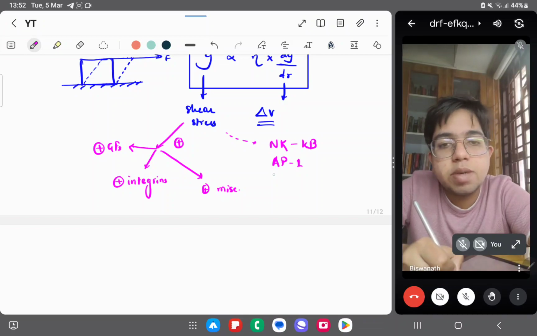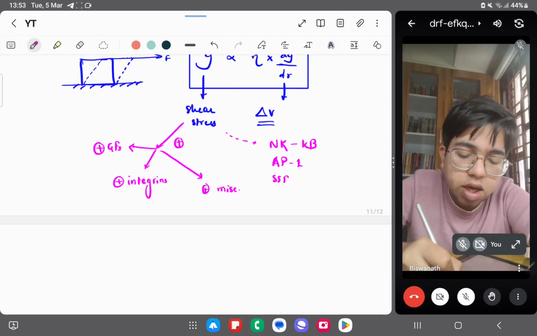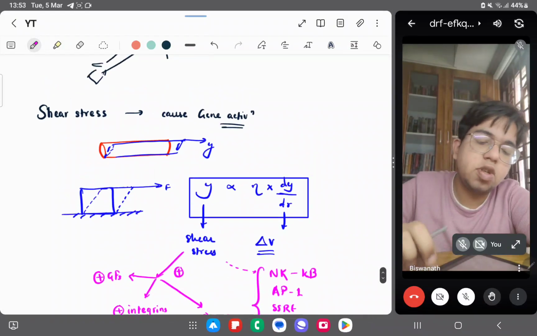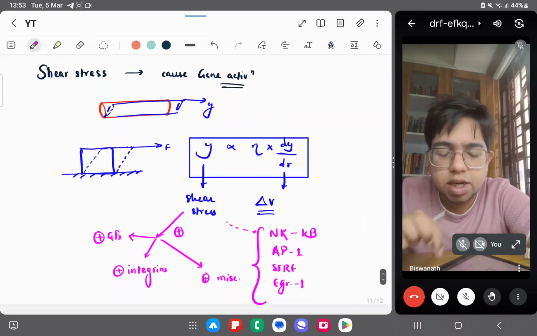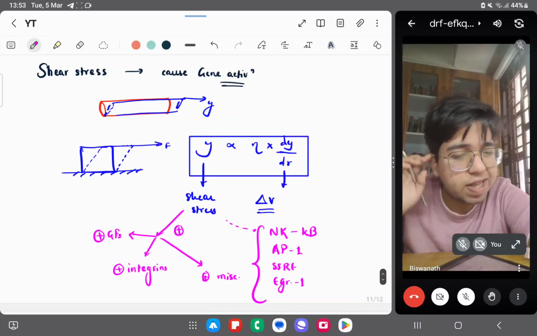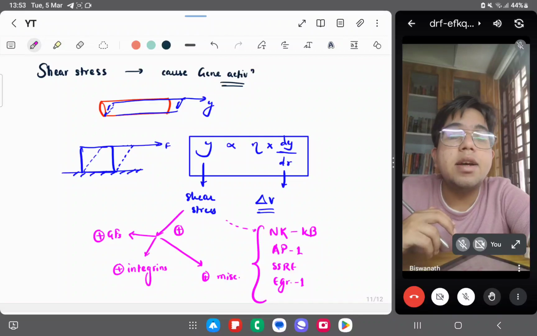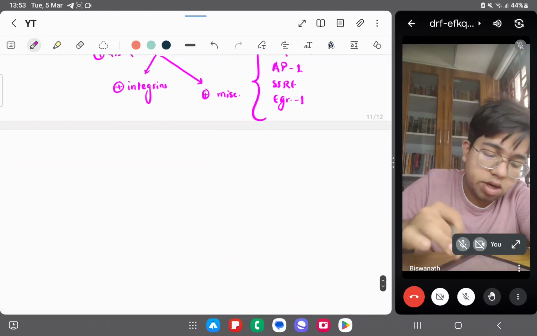This is not much important. SSRE, okay, and EGR1 gene. Many are there. These are some of the genes which are activated by shear stress. So basically, this is one of the concepts which are not much needed, just to know the genes and what is happening basically in this formula, of course. Okay, so this is the thing, and let's move on to another concept which is there in our Guyton as well as Ganong.